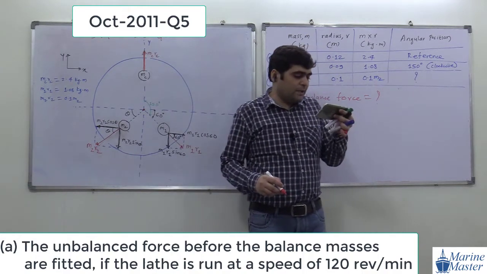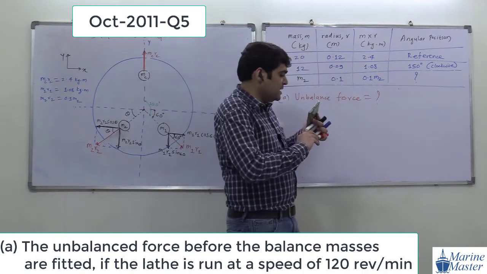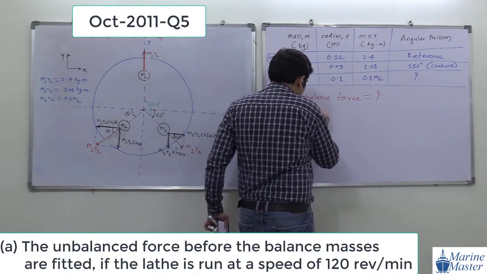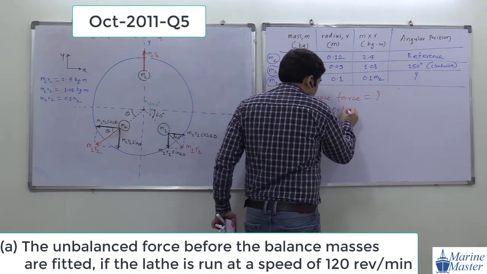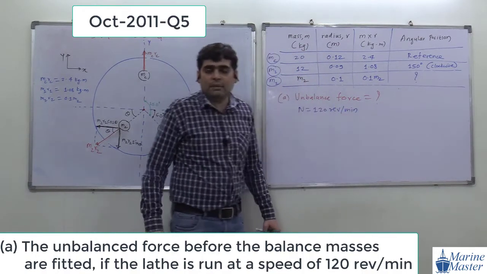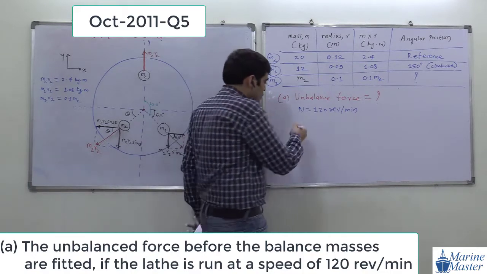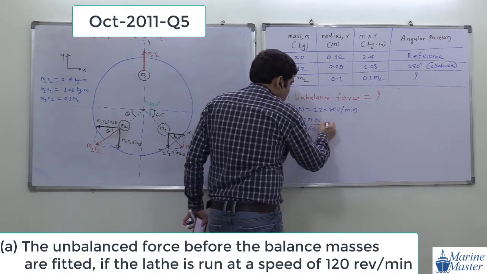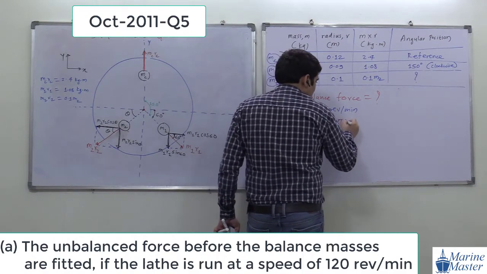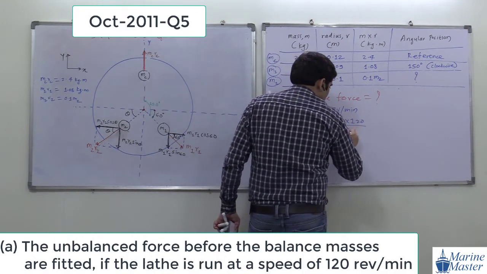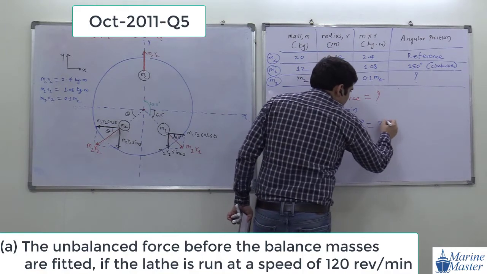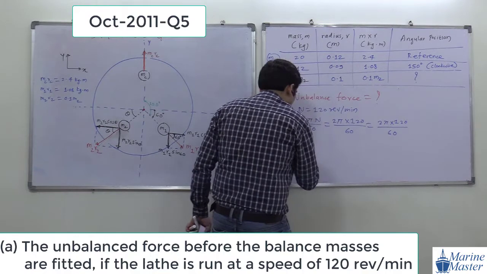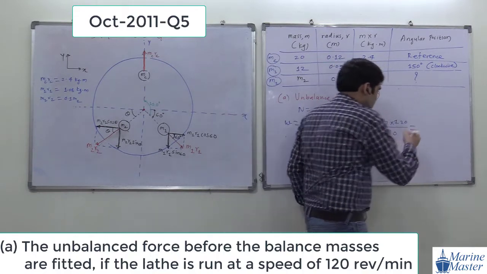See the scenario. And at which speed? They have given us a speed. We have to calculate the unbalanced force. N is equal to 120 revolutions per minute. But for calculating unbalanced force, what do we need? Omega. So omega is equal to 2 pi N by 60, that is 2 pi into 120 divided by 60. So what will be the omega? Please do the calculation and let me know the omega.